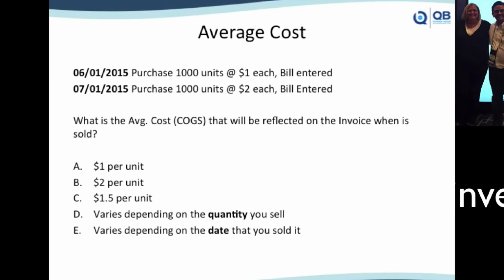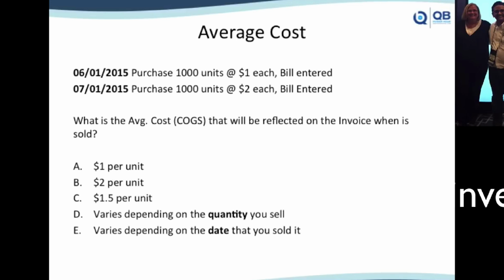My question is, if I create an invoice in QuickBooks, what is going to be the average cost reflected in there? So what do you think the right answer is? I think I had the results still shared. So we bought 1,000 units at $1 each, 1,000 units at $2 each in two different dates, right? And the question is, what is going to be the average cost on the next invoice I create? What is the right answer?